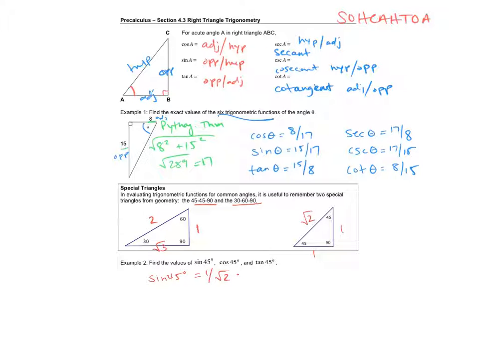But I can't have a radical on the bottom, so we're going to rationalize that, and we end up with root 2 over 2. For the cosine of 45 degrees, because those two sides are symmetric, we know that our answer is also the square root of 2 over 2. My tangent of 45 degrees is going to be my opposite over adjacent, which is 1 over 1, which still has the ratio of 1.